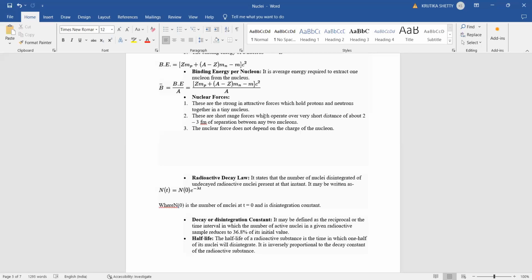This nuclear force is a very short range force. It acts within the nucleus, so it is obvious that it is a very short range force. The next point is that the nuclear force does not depend on the charge of the nucleon. Whether the nucleon is positively charged, negatively charged or neutral does not matter here. The nuclear force does not depend on the charge of the nucleon.